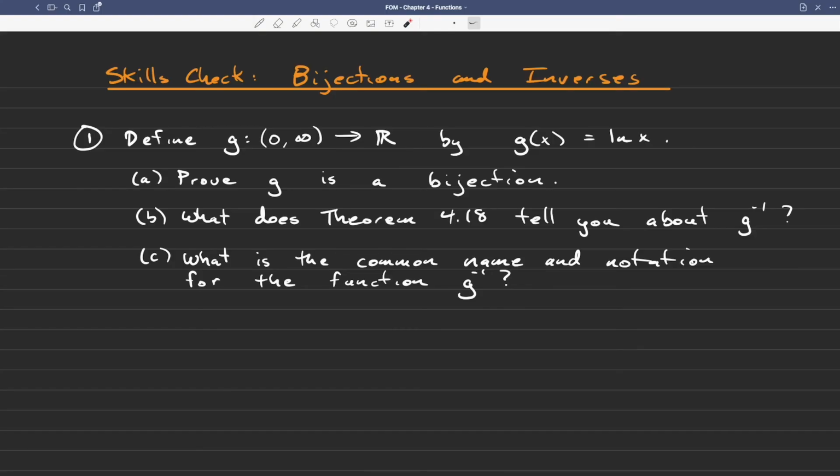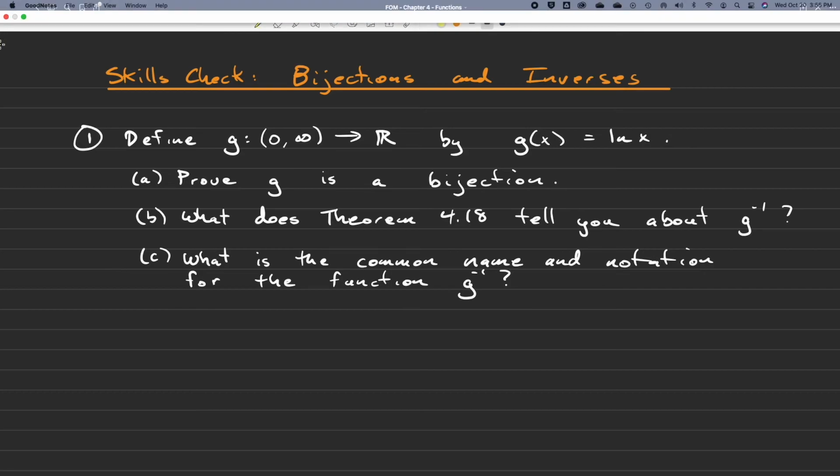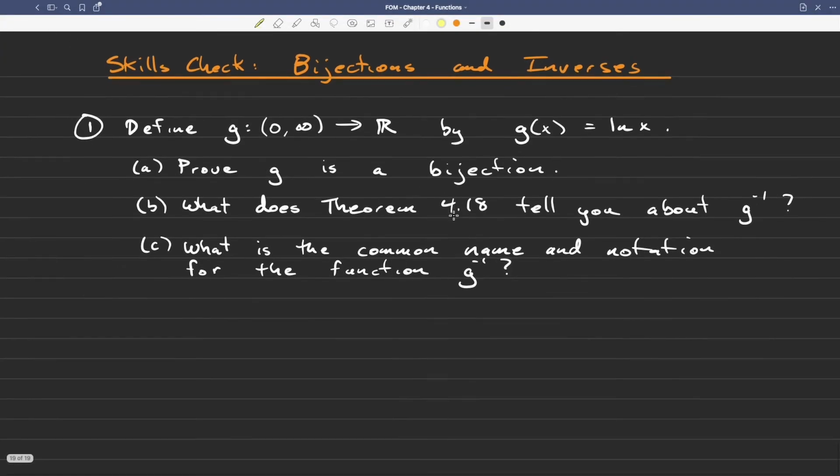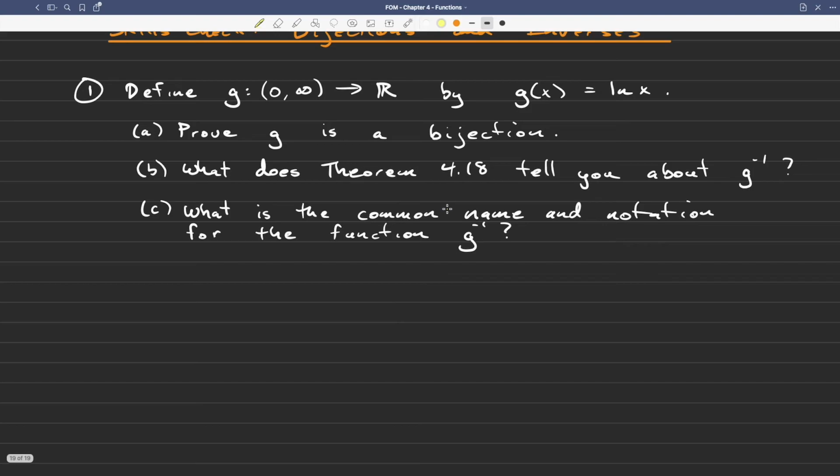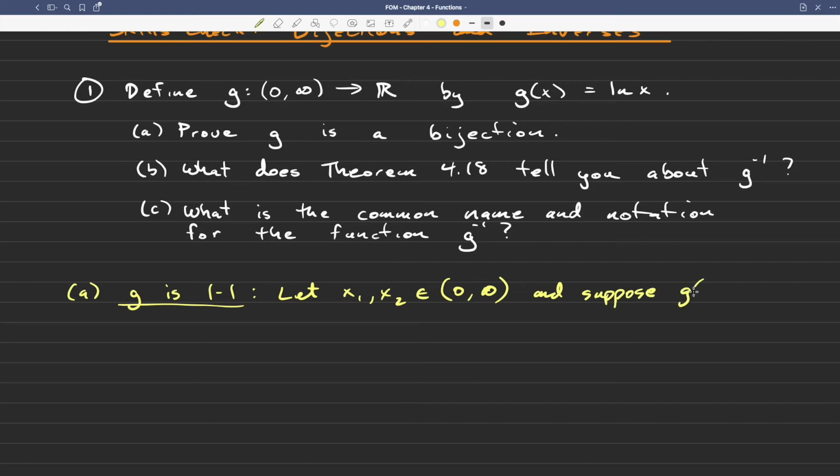All right, welcome back. Let's prove g is a bijection here. This is going to rely on some previous knowledge of functions, but that's okay. We can rely on stuff we did in calculus. First, let's start by proving g is 1 to 1. Take x1, x2 in the positive reals, so the interval 0 to infinity, and suppose g of x1 equals g of x2. Then that means that natural log of x1 equals natural log of x2.